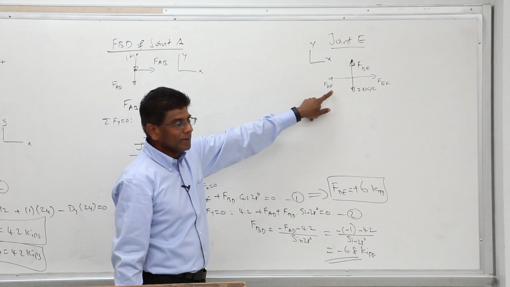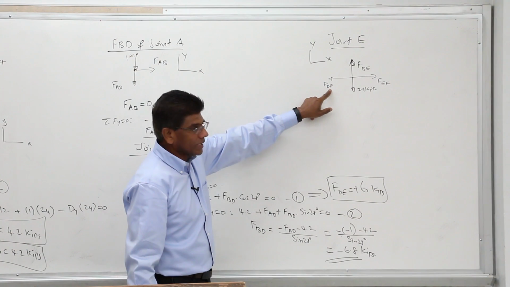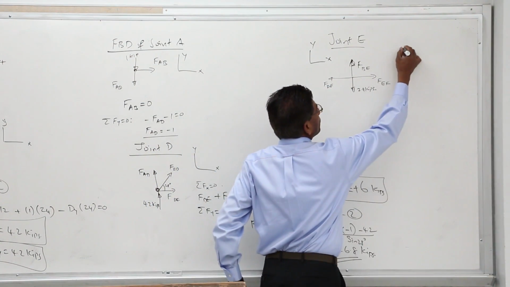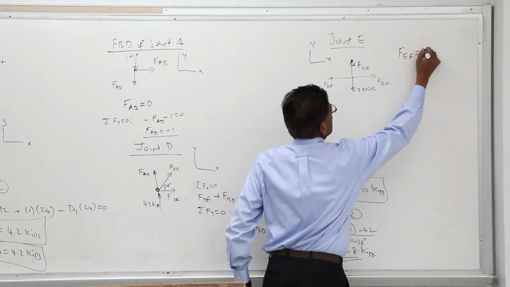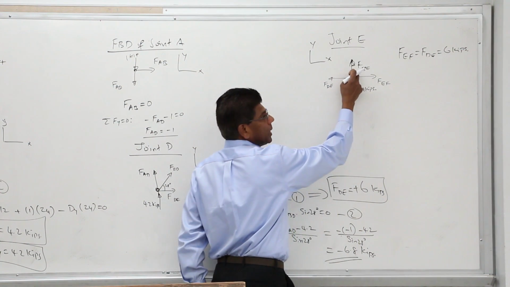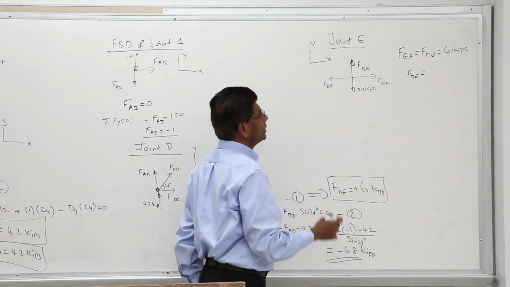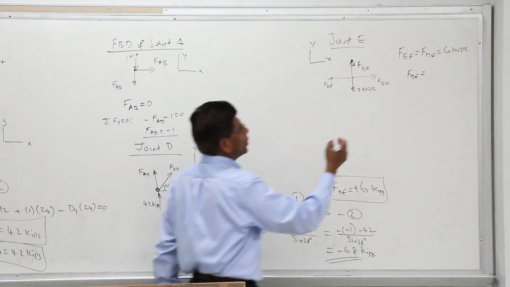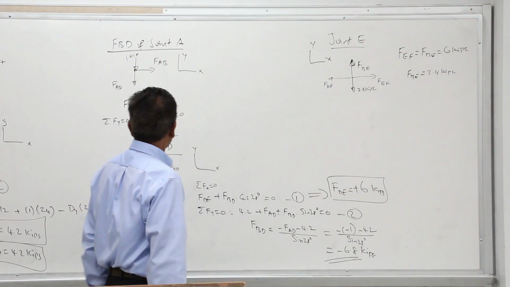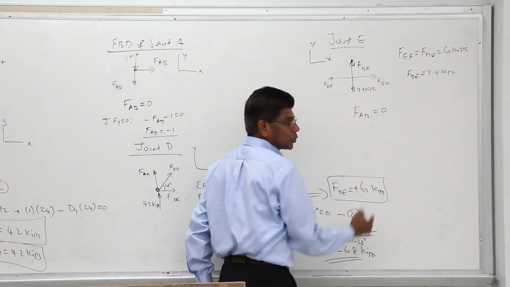Realize we already calculated this, which is equal to 6 kips. And they are lined up, and this is equal to that. And therefore, F_EF equal to F_DE equal to 6 kips. But I'm interested in this member, which is F_BE, which will be equal to 2.4 kips. So the final answer is member AB is a 0 force member.